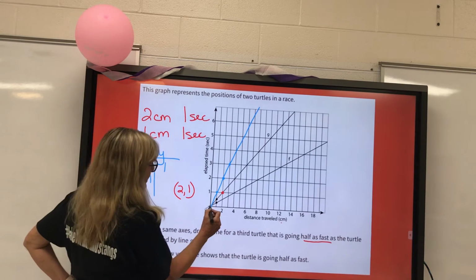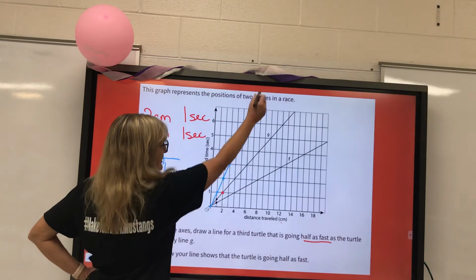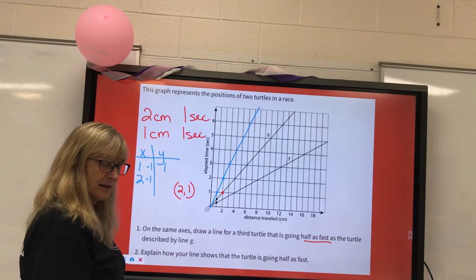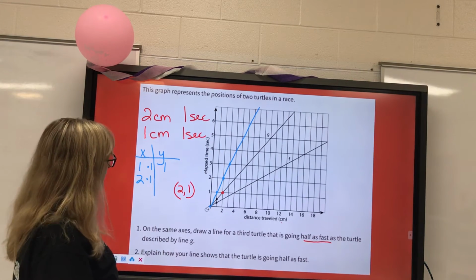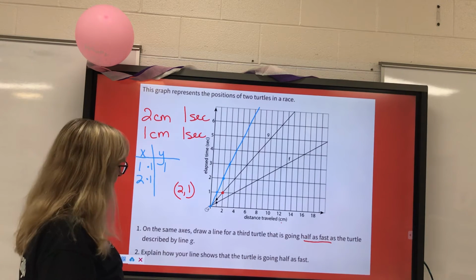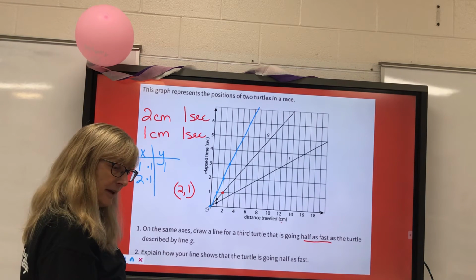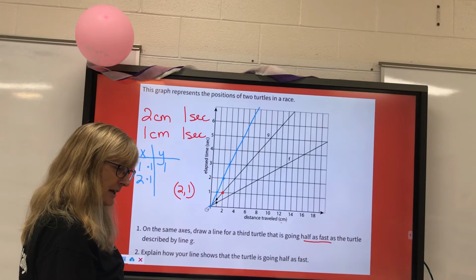And could I have just done 0, 0, and 1 and just kept going? Yes, because we were told it was a constant speed. Okay, questions you have on how to do that?